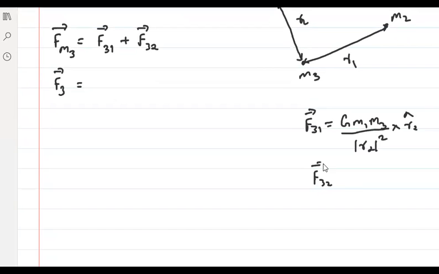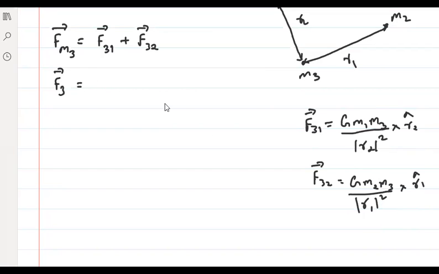F32 in the same way is G M2 M3 by R1 square, because this I have given as R1. This is just a variable into R1 cap. Any issues till this point? I will be using square if I'm using R cap. If I'm using R vector, then it will be cube. Please consider this.